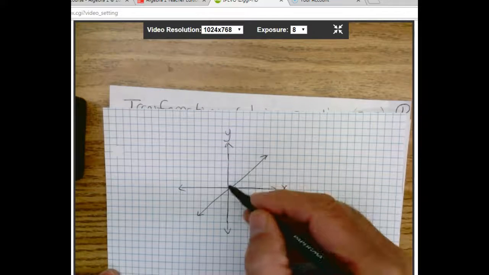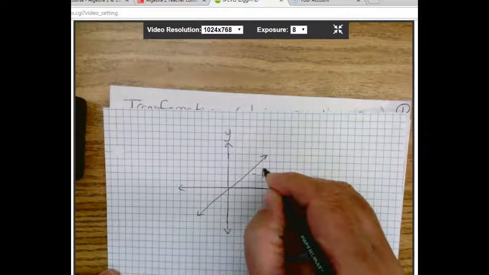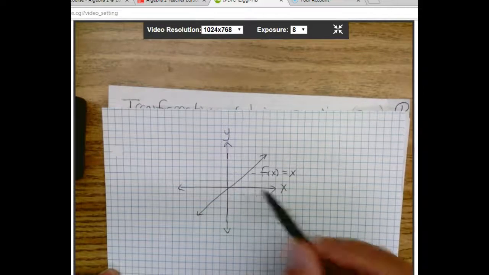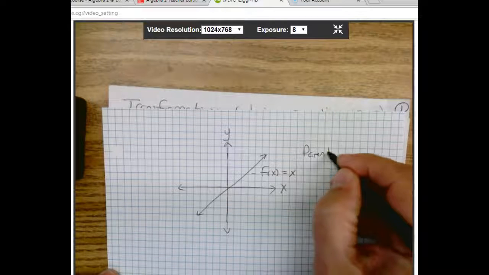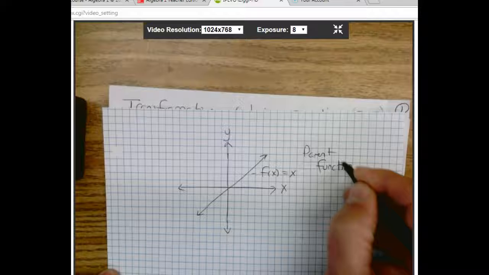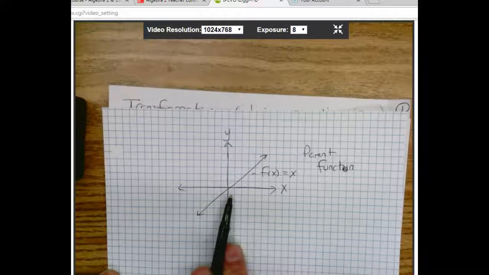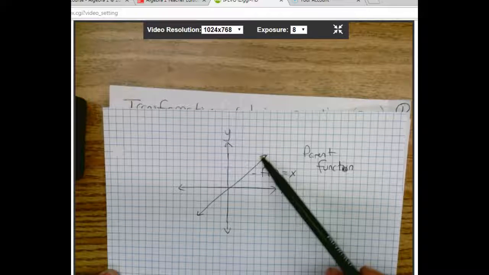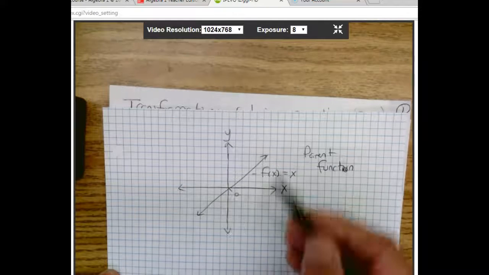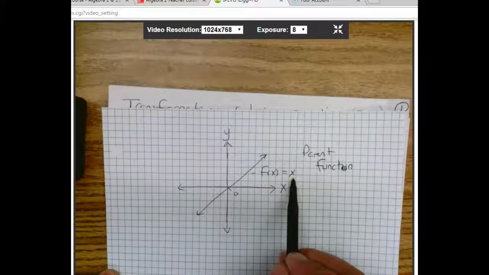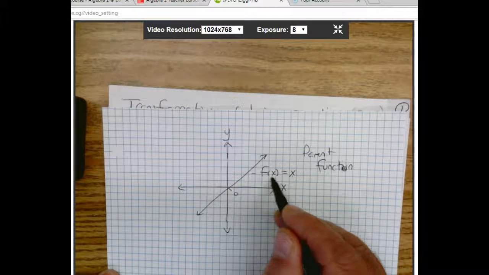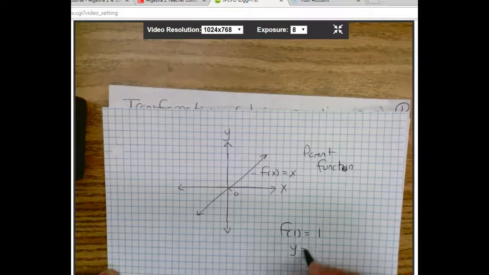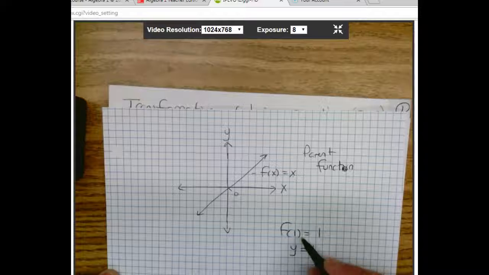But this graph here is actually called the function f of x equals x. Okay, that's a really standard graph. They call this the parent function, and that means many other functions build off of this one. So we're starting these notes with this graph that goes right through the origin, 0. What that means is f of x equals x. Whatever x is, y is also. So if x is 1, then the answer is 1, so y equals 1. So x is 1, y is 1.